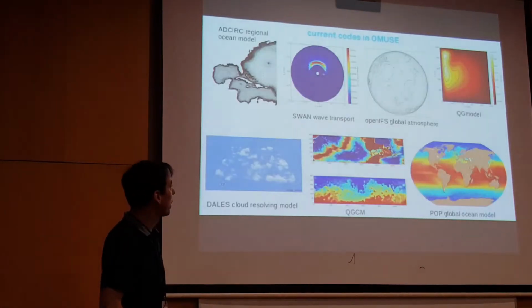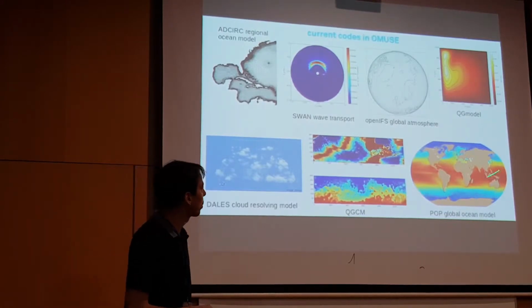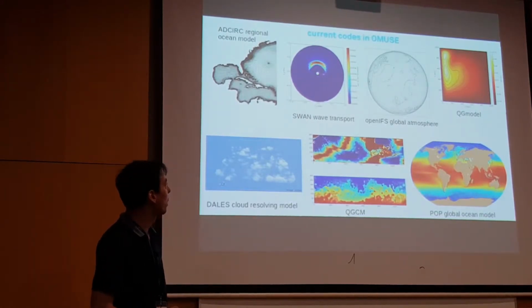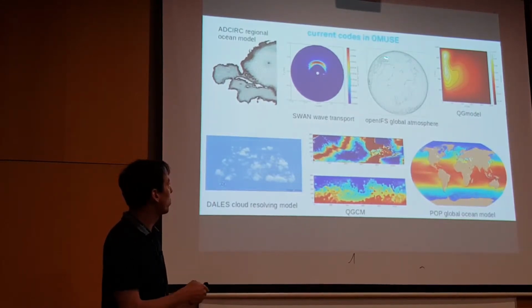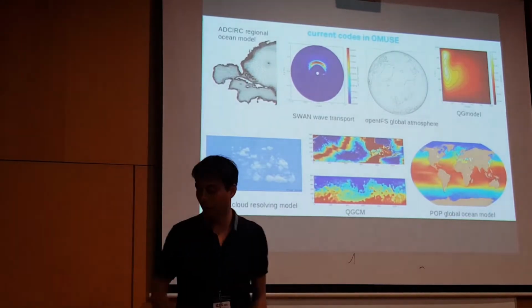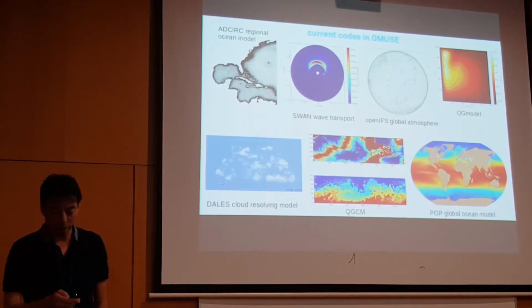And of course, we also added a bunch of codes to OMUSE, and it's a growing list. There are some not in here that are being worked on. They span the range from simple conceptual models to quite detailed global models for the ocean, and also models for the atmosphere and local models for the atmosphere. So a nice selection of codes where you can do different things and have them interact.